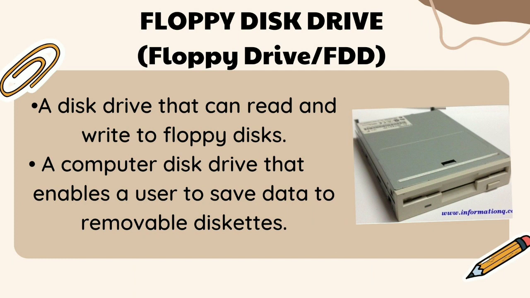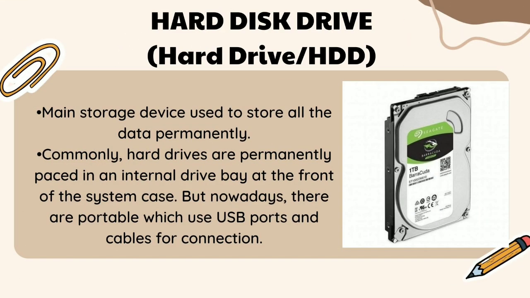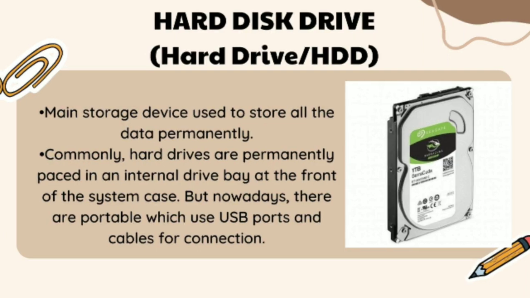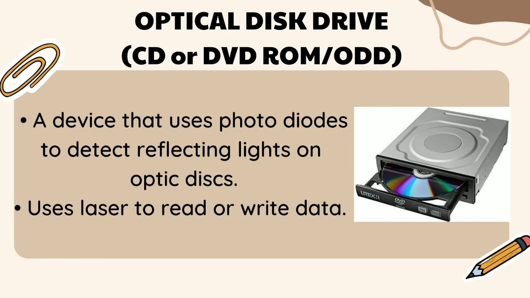A computer disk drive that enables the user to save data to a removable disk. The hard drive is the main storage device used to store all the data permanently. Commonly, hard drives are permanently placed in an internal drive bay at the front of the system case. But nowadays, there are portable ones which use USB ports and cables for connection. Optical disk drive is a device that uses photodiodes to detect reflecting lights on optical discs. It uses a laser to read or write data.